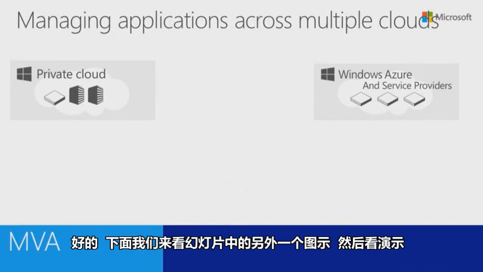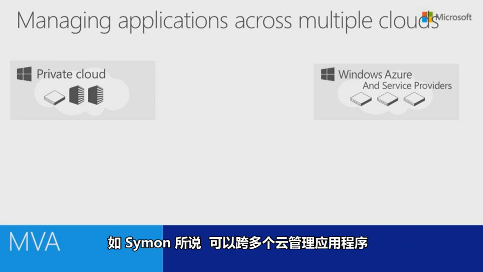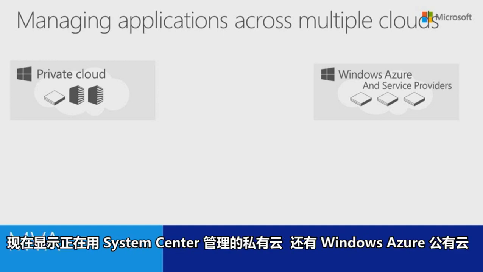Okay, so let's just jump in and show another illustration of how that works here in slides, and then we're going to go to our demo. So as Simon said, you can manage your applications across multiple clouds, and here we're showing the private cloud you're managing with System Center, as well as the public cloud here being Windows Azure.